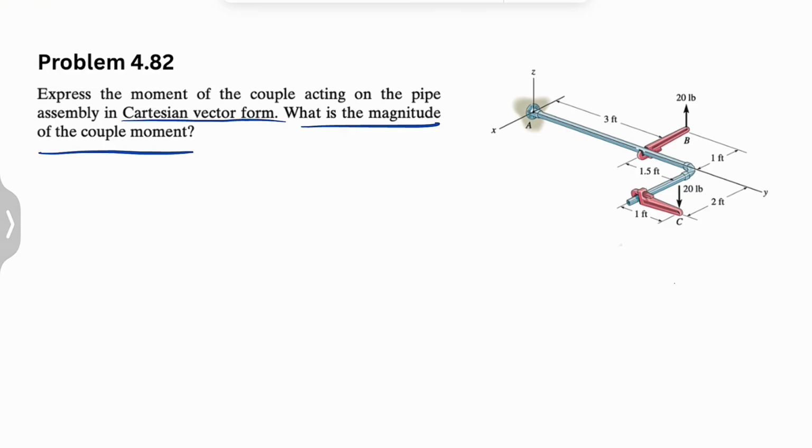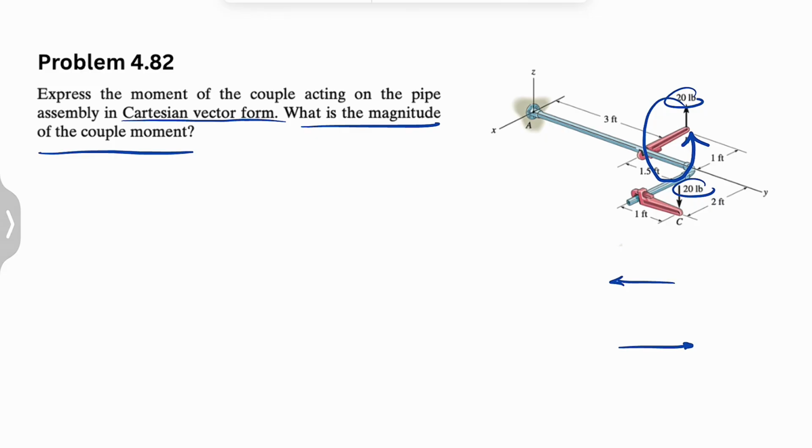Going over the concept of a couple, we have two forces that are the same magnitude, 20 pounds. They are in the opposite direction. One of them is along the positive z-axis, the other along negative. So they're in opposite directions and they are non-collinear. There's a distance between these two, so they're going to make a couple in this direction.